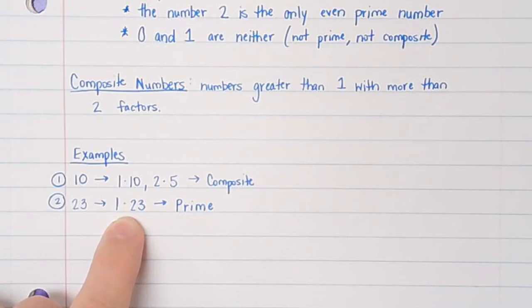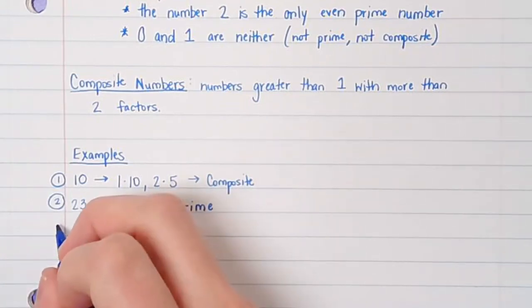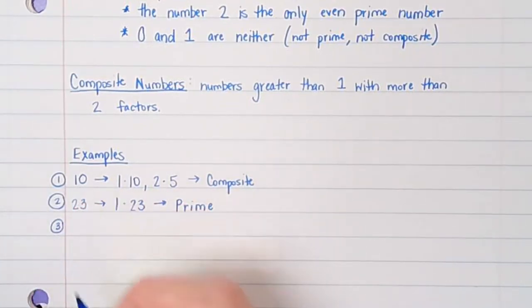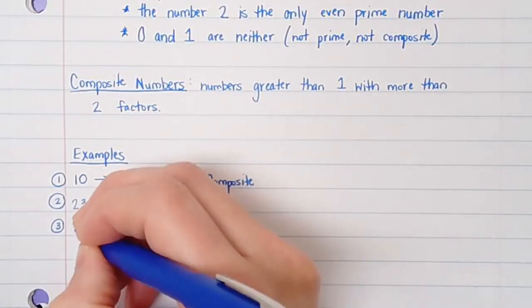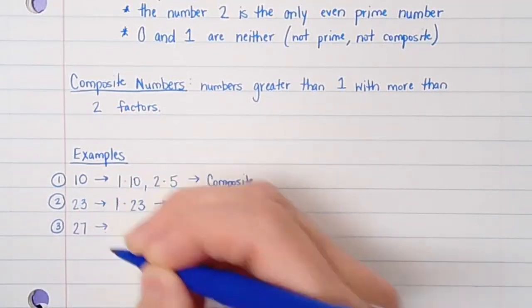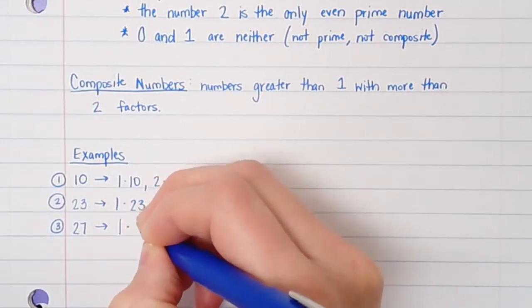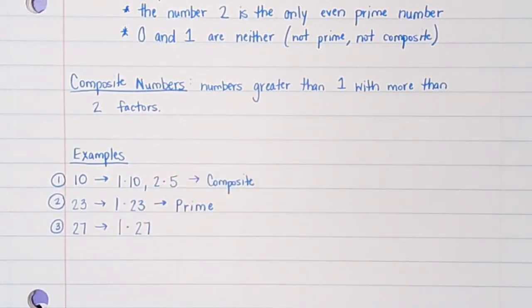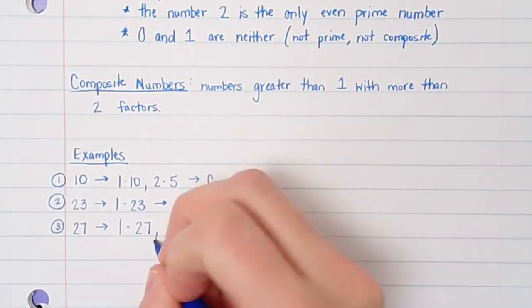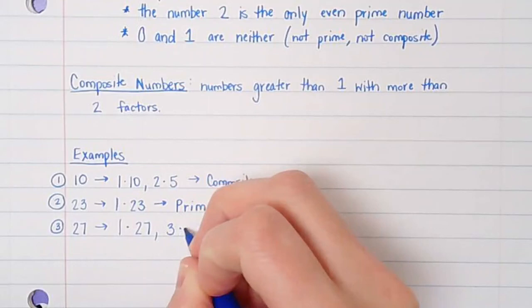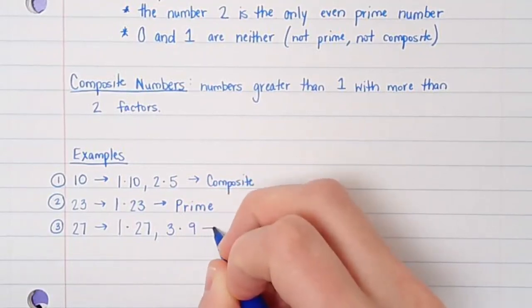Okay? Let's see. 27. Okay? Well, what gives me 27? Well, we'll start easy. 1 times 27. And like I said, a lot of people jump to the conclusion that if it's odd, it has to be prime. But that is not true, because think about it. What else gives me 27? And hopefully you're saying 3 times 9. So since I've got both of those listed, this has to be a composite number.